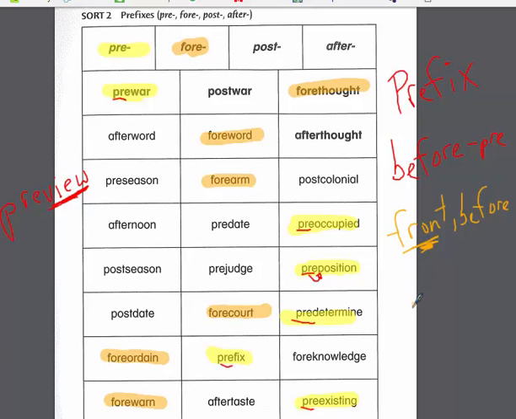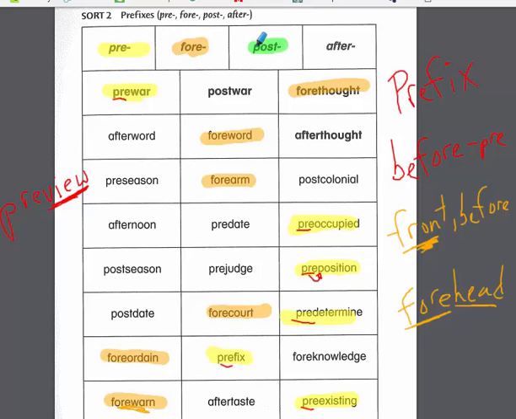So an example might be your forehead. So we see that prefix for at the beginning, and what it means is it's at the front of your head. It's at that very beginning where your head starts. So whenever I see for at the beginning, it means you're at the front, the beginning, or you're before something happens. So an example is forewarn means you're warning someone before it happens.